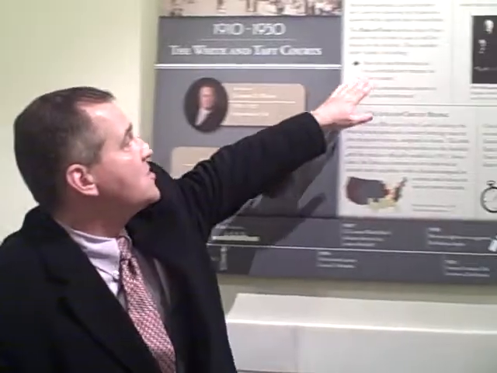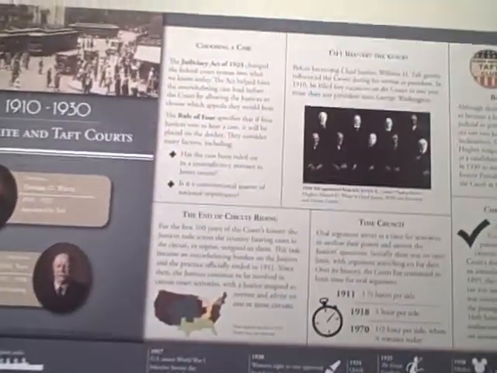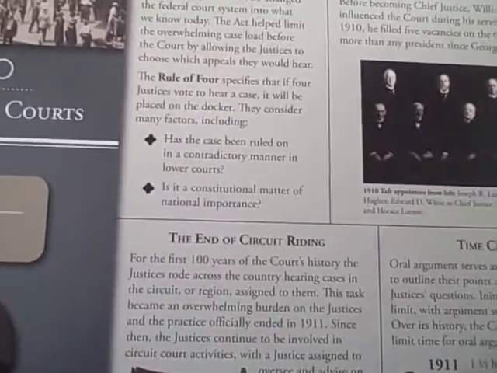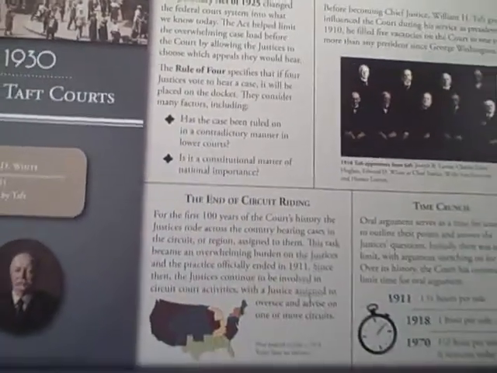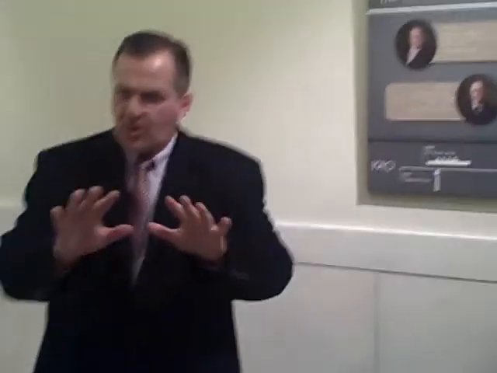And you notice up here it says, has the court been ruled on in a contradictory manner? Is the constitutional matter of national importance? Think about it like this. If a court in Texas says yes to that thing we were talking about requiring you to join a union, but a court in New York says no, well, that's a contradictory ruling, and they would be more likely to want to get one national statement of law. So that's typically the place where it goes.